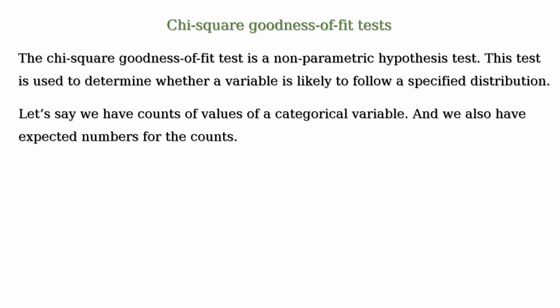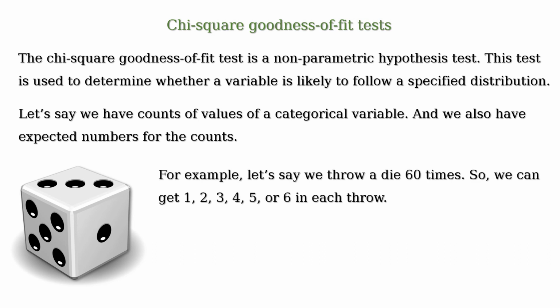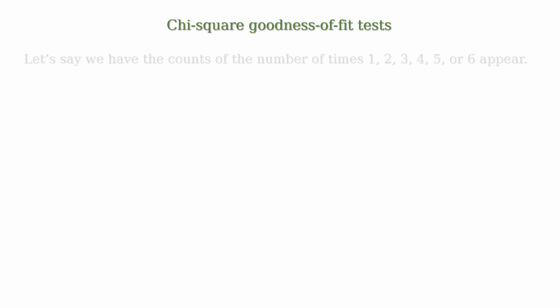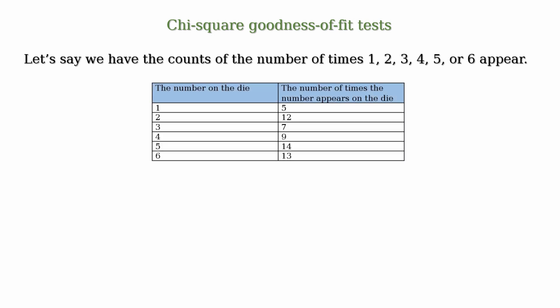Let's say we have counts of values of a categorical variable and we also have expected numbers for the counts. For example, let's say we throw a die 60 times. So we can get 1, 2, 3, 4, 5 or 6 in each throw. So the categorical variable here can have 6 values, 1 to 6. Let's say we have the counts of the number of times 1, 2, 3, 4, 5 or 6 appear. Let's assume the numbers on the die appear this many times.